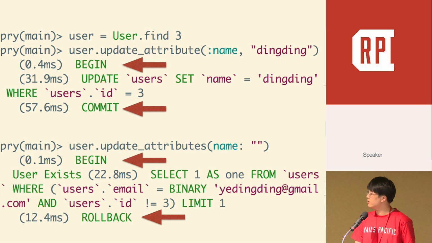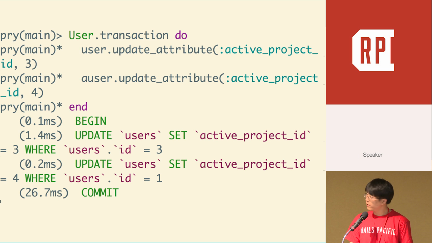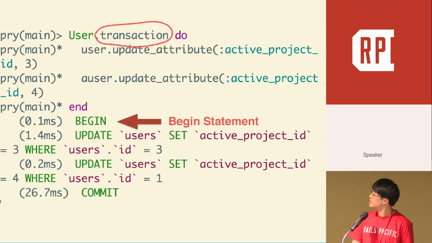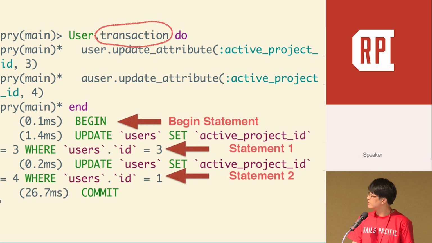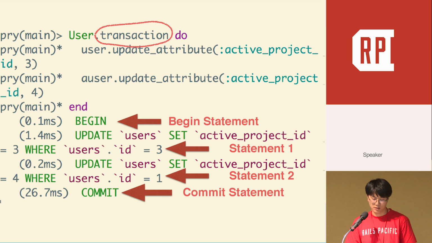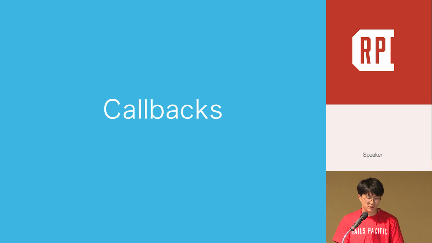These two examples are single statements, and we can use the transaction class method to run multiple statements in one transaction. In this example, with the transaction class method, it will begin, run statement 1, statement 2, and then commit. So that we batch update the name field and the active project ID in one transaction, to speed up.